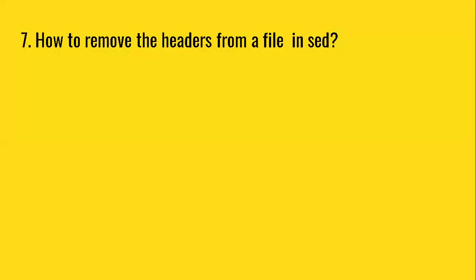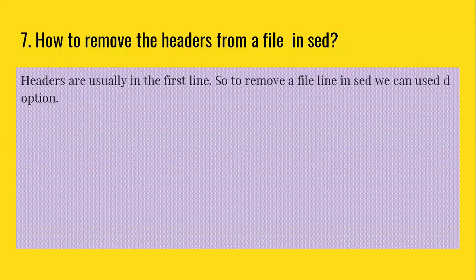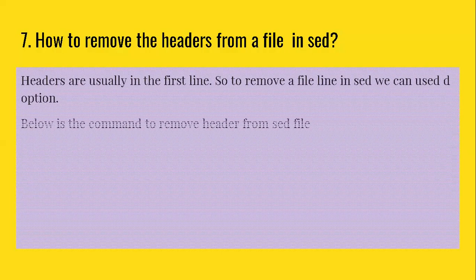Next question is how to remove the headers from the file in SED. Headers are usually the first line. So to remove a first line in SED, we can use d option. So what is the syntax or what is the command? So command is sed 1d file.txt.